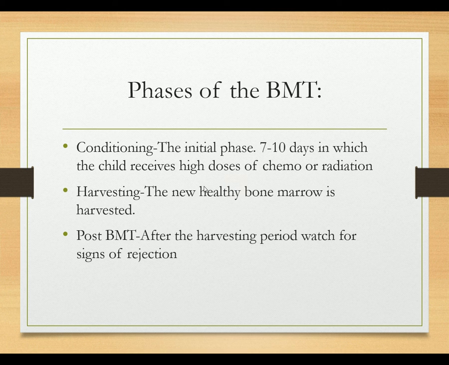So we're still going to keep them in some heavy isolation while this is harvesting. This period is most critical where we put them in strict isolation in a special unit. Then you have your post bone marrow transplant, and this is after the harvesting period, and you're watching for signs of rejection and seeing how well you're doing during the harvesting period.